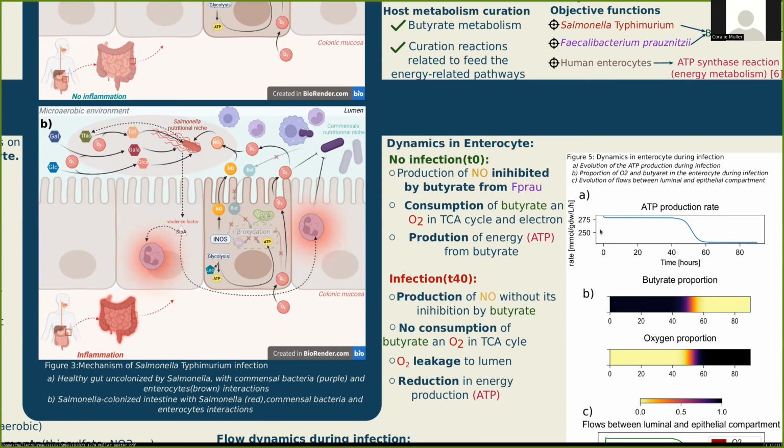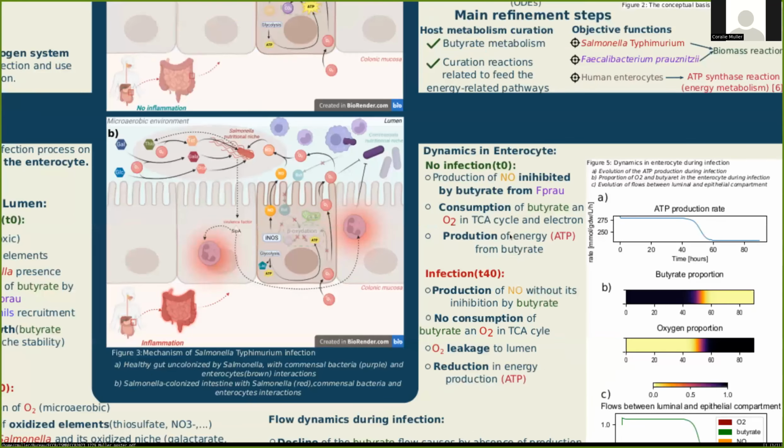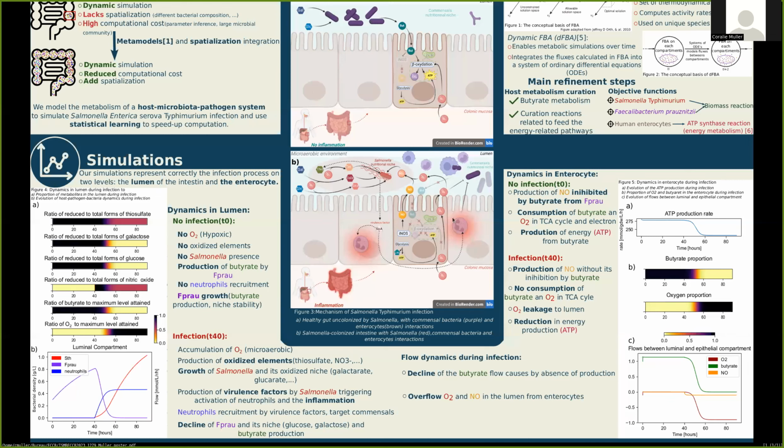The ATP production is noticeably reduced, and so is the consumption of oxygen in the cells, leading to an overflow of this molecule into the lumen, which was beforehand hypoxic. This creates a favorable oxidative niche for Salmonella growth by the oxidation of metabolites. At this stage, we have a dynamic model of the host-microbiota-pathogen system that accurately represents the molecular processes involved in the infection of Salmonella.